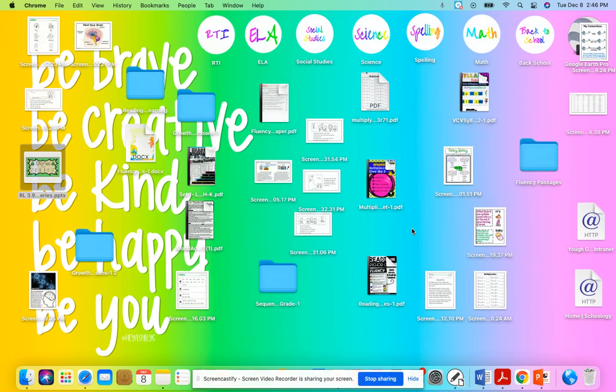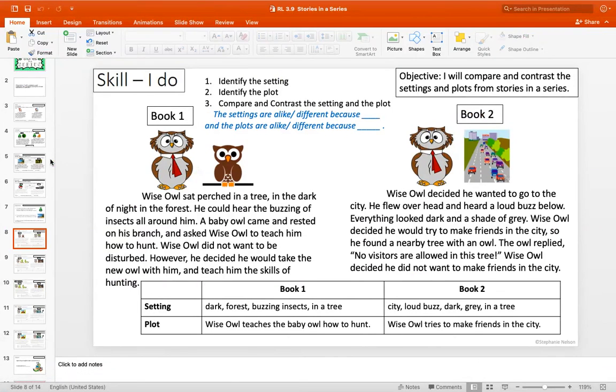We're going to move on to our assignment today, and your assignment is going to look a little bit like this. You're going to have to read 2 stories from the same series. Your story is going to involve this character here, Wise Owl. Now, this isn't the same one you're going to be doing, but it's going to be similar. Up here, you're going to notice in your Schoology assignment, you see the blue here? Those are your sentence stems. Use those sentence stems to help you compare and contrast the setting and plot of your 2 stories.